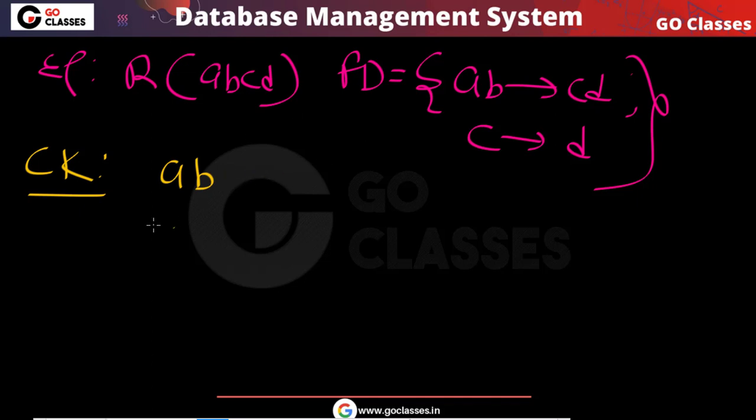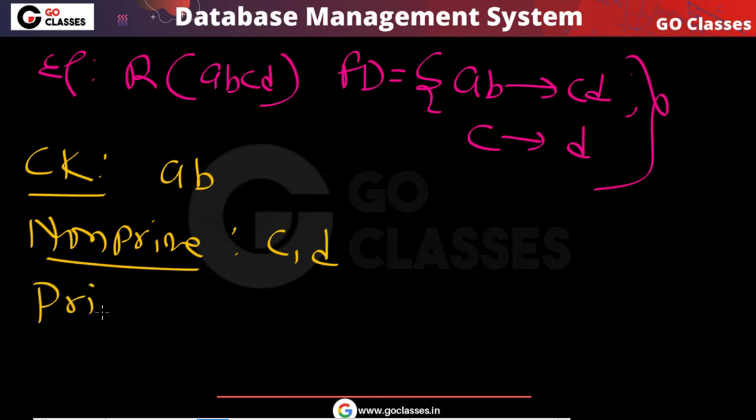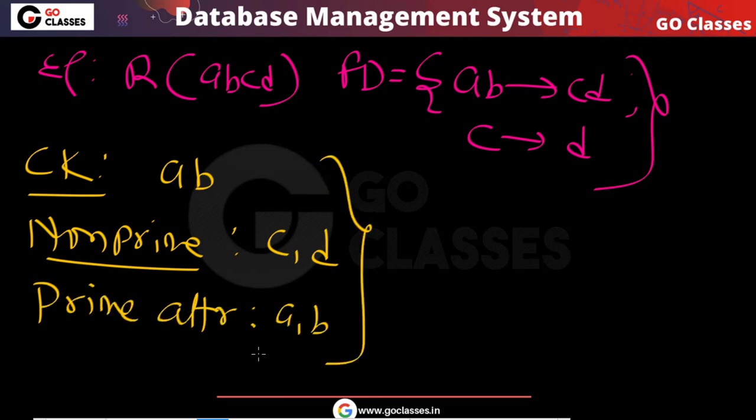Okay, so here the only candidate key is AB. So what are the non-prime attributes? The non-prime attributes are C comma D. These are the non-prime attributes. And what are the prime attributes? A comma B. These are the prime attributes.